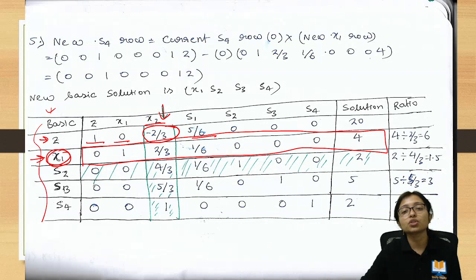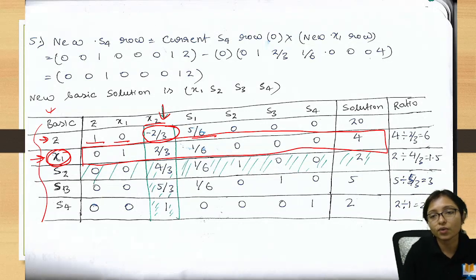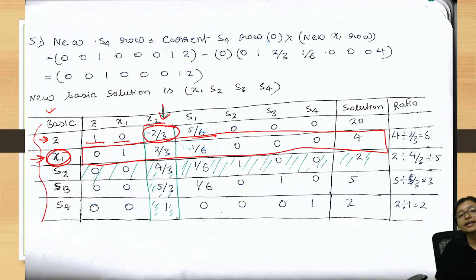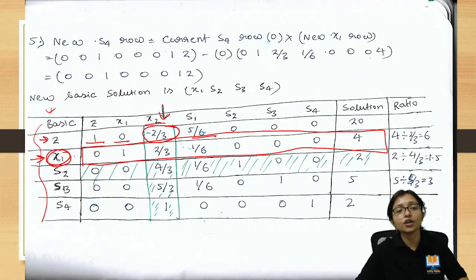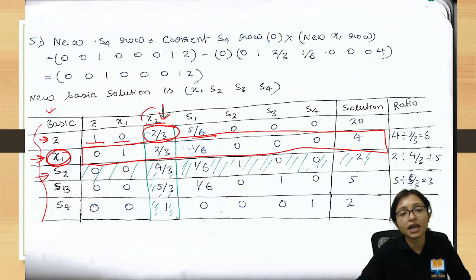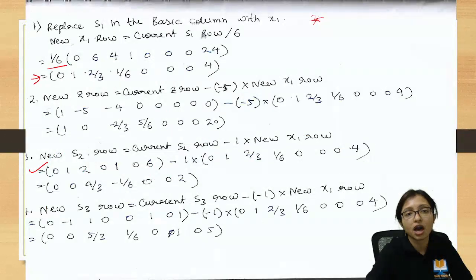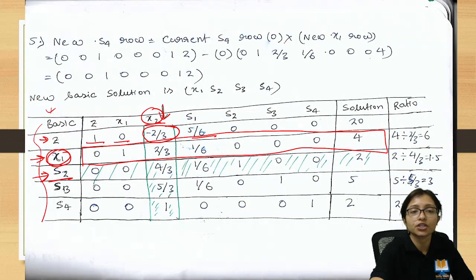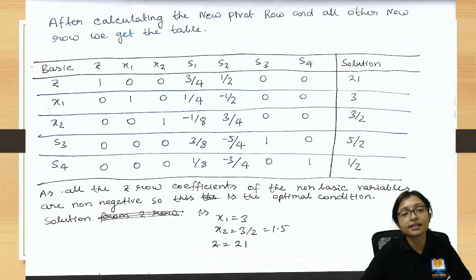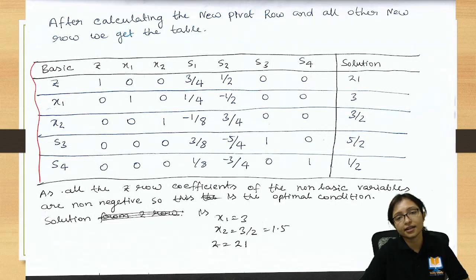Same way you will do the ratio here. Whenever you are doing the ratio, you are getting that S2 is 1.5. This is the minimum positive value, so it will be my pivot row. I got this row, means x2 is going to replace S2. Same operation you will do like how we did here, and you will get the final result. This is the final result.